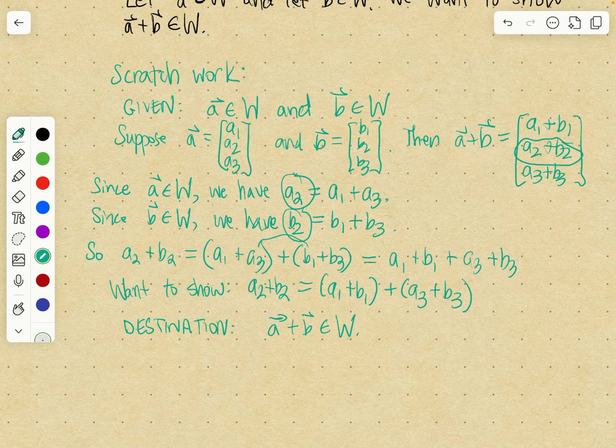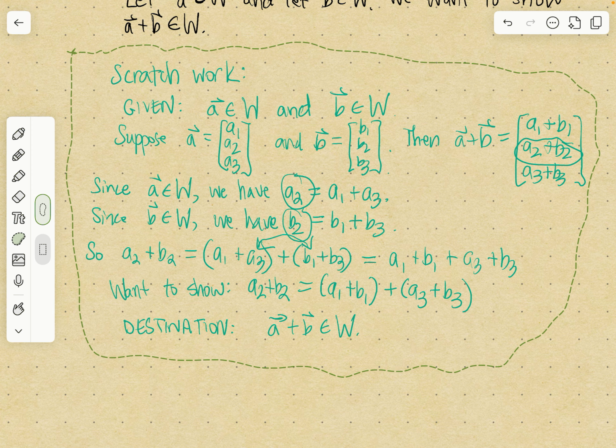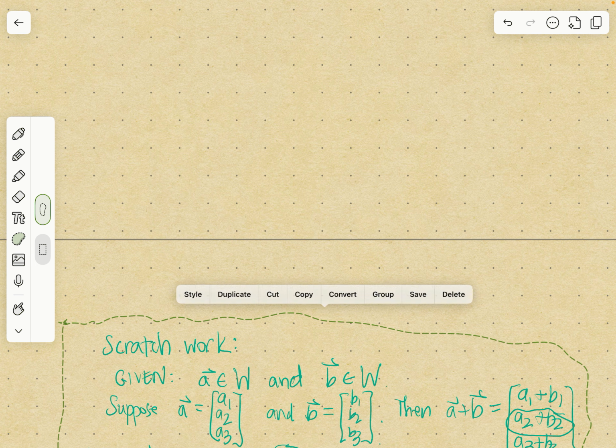By switching these two and using the associativity of addition, right? And that's essentially the proof. So actually, our proof, I'm going to write it all out just to make it very clear. But let's move this down below.